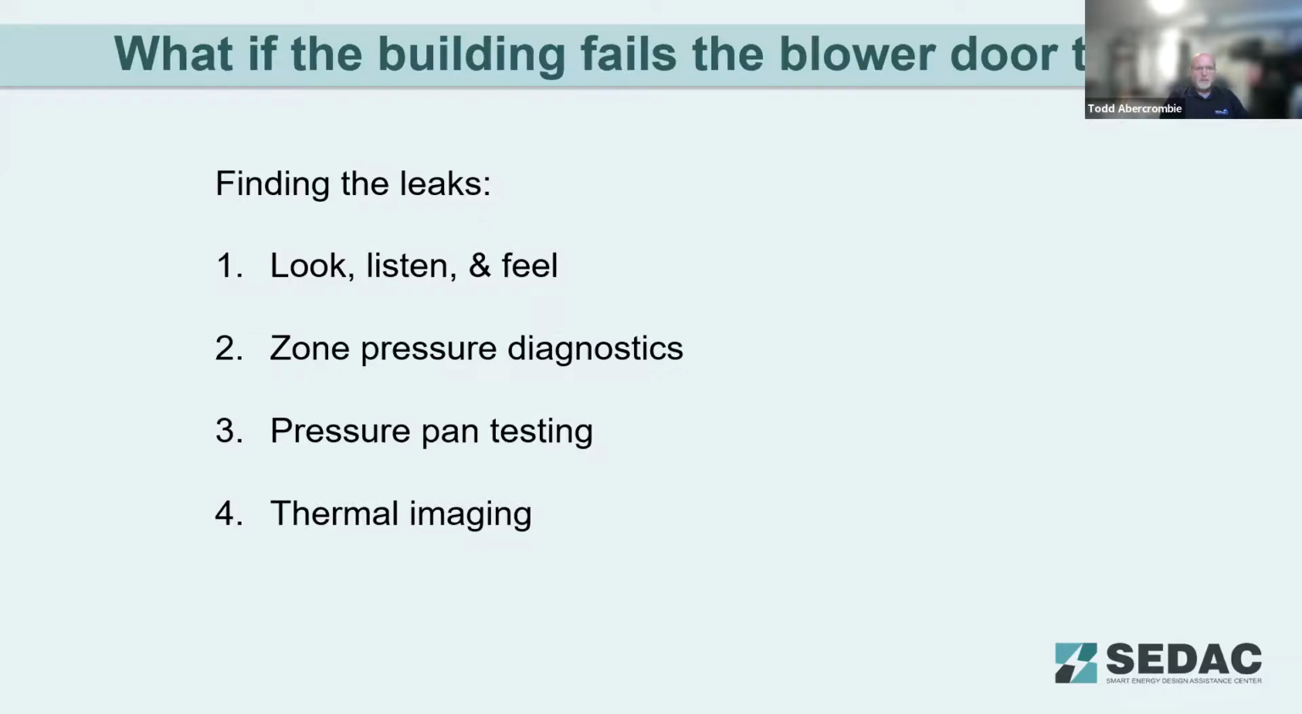But there also can be zone pressure diagnostics done. Basically, with the blower door running, we take another manometer, and anywhere a door can be closed, you can throw a hose under the door. We're going to talk about this here in a minute. We can do a little pressure pan testing, and even a thermal imaging camera in the right conditions can also help and do some quick diagnostics to figure out what's going on.